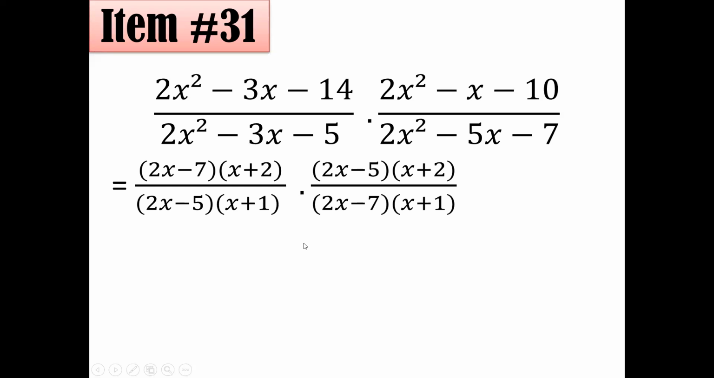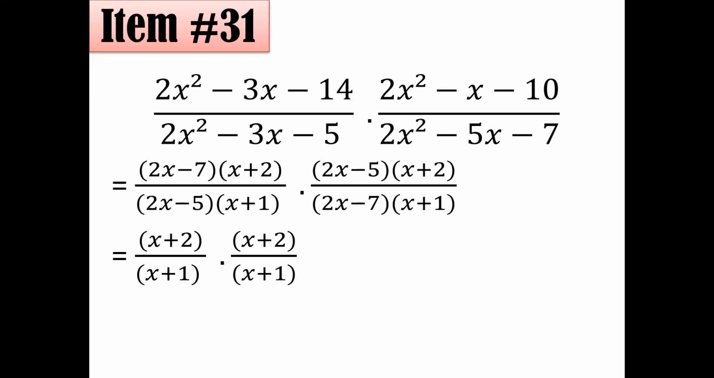And you could see po, ano po bang common sa kanila? Yung 2x minus 7, cancel, or when divided becomes 1. Meron pa ba? Yung 2x minus 5 din, no? So, that's why yung natira ay x plus 2 over x plus 1 times x plus 2 all over x plus 1.